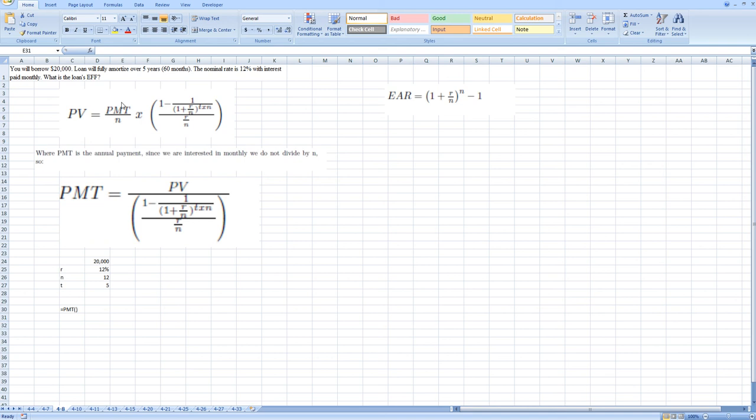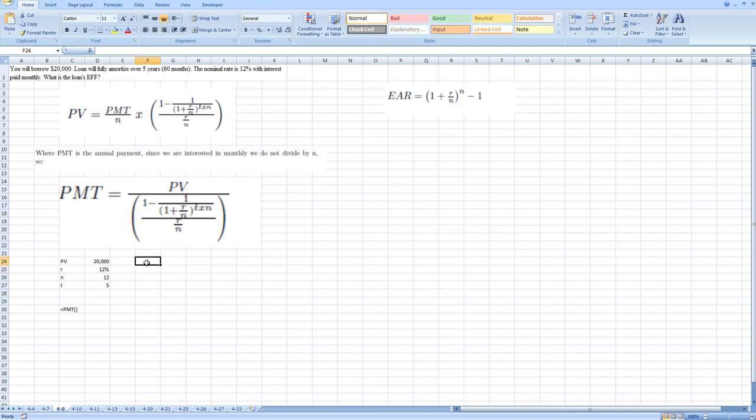And then all we need to do is to isolate for payment, which we're trying to find, is move this term, the annuity inflation factor, over to the left-hand side of the equation, that is divide it into PV, and payment will be isolated. So we know that our present value is 20,000, the rate is 12%, sub-periods are 12, and T is equal to 5.